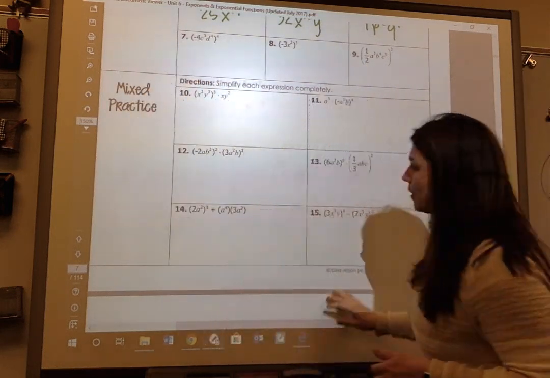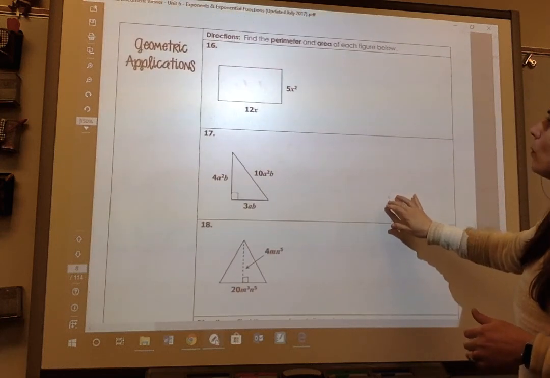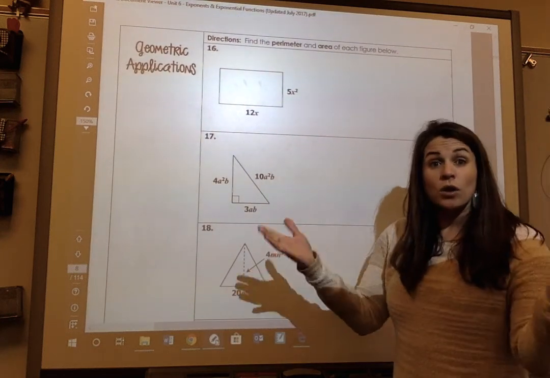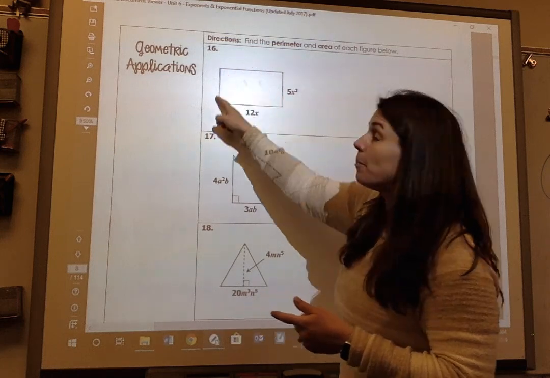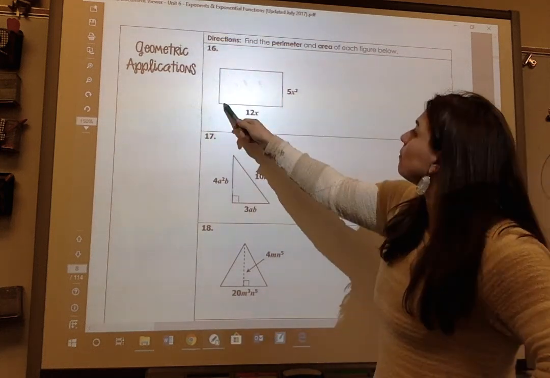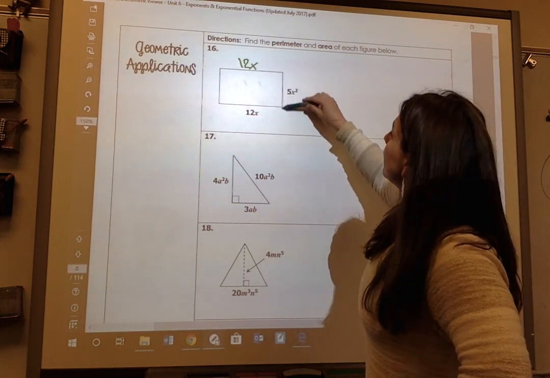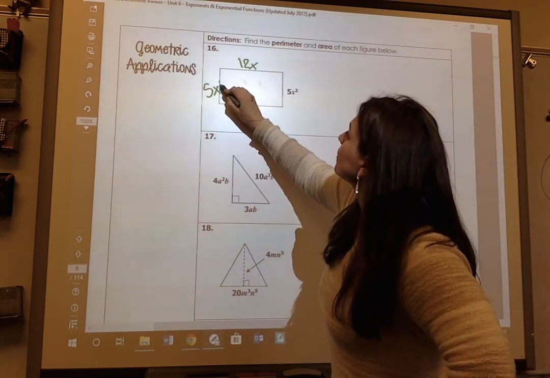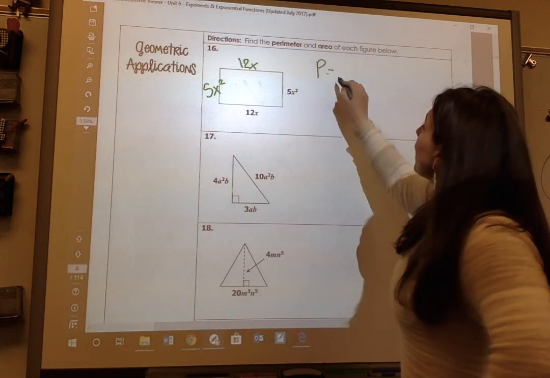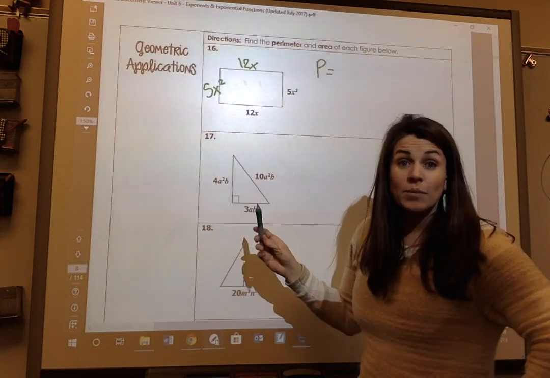So let's look at the geometric applications. When we have perimeter and area, you know how to find the perimeter of something. You add up all the sides, right? So if this is a rectangle and this length is 12x, this length is 12x. If this width is 5x squared, this is 5x squared. So if I ask you perimeter, perimeter is you adding them all up.